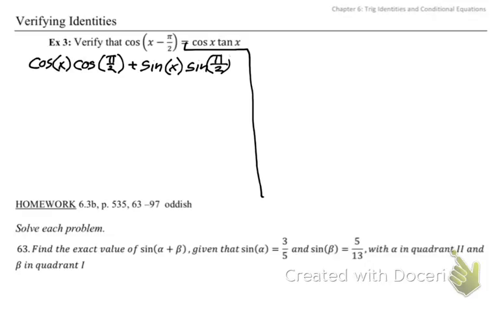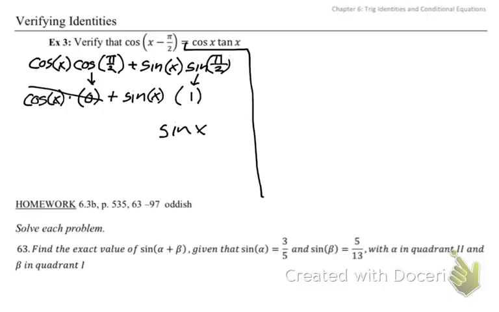So up here, we're going to have cosine of x times 0. This just becomes 0. Plus sine of x. And sine of pi over 2 becomes 1. So cosine of x times 0, that's done. I just have sine of x. Well, it seems like a good stopping point on that side.